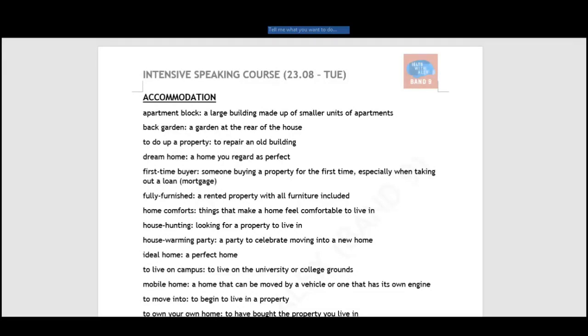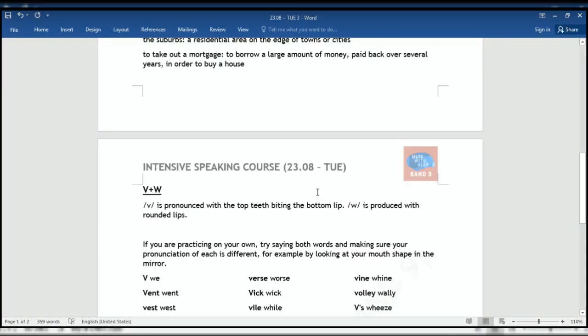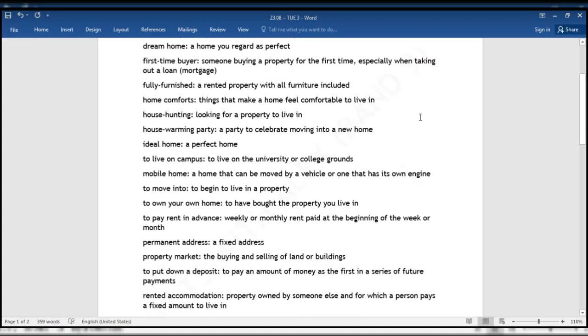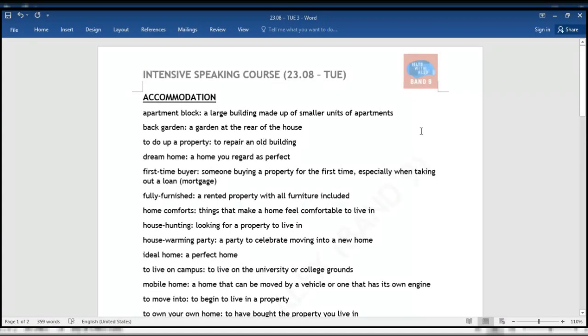Welcome to lesson 10. Today we're going to be talking about accommodation, and our topic for today are the two letters V and W, which are some of the most problematic for Uzbek students. I would say that T and TH are the most problematic, whereas V and W are the second most problematic. So that is also what we're going to be talking about today.